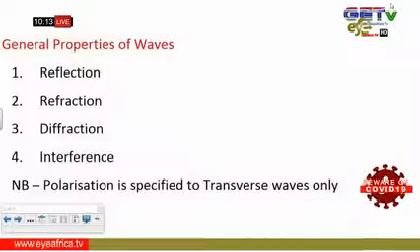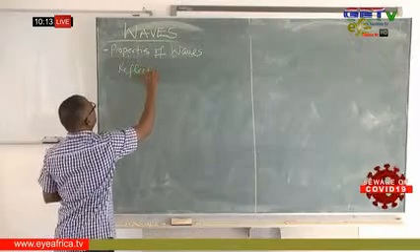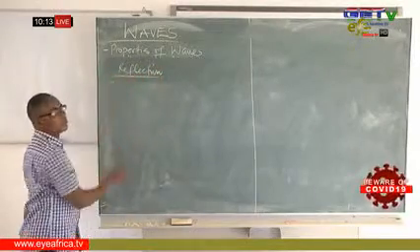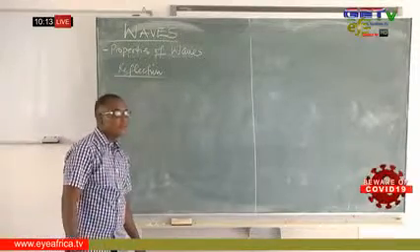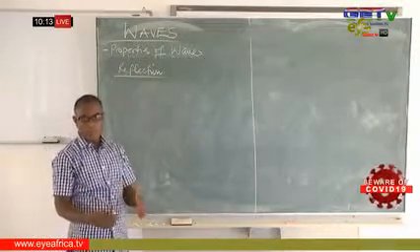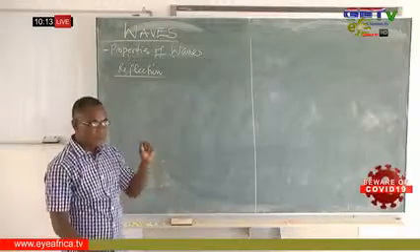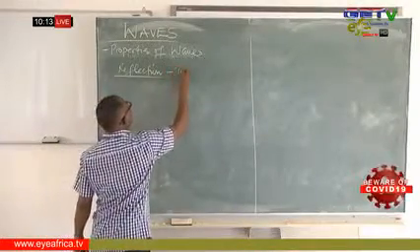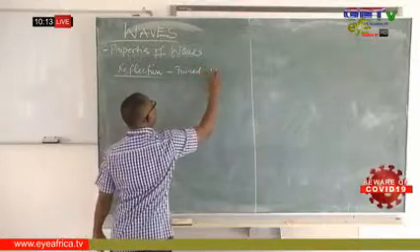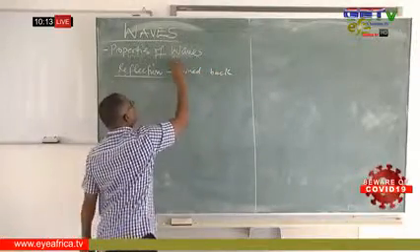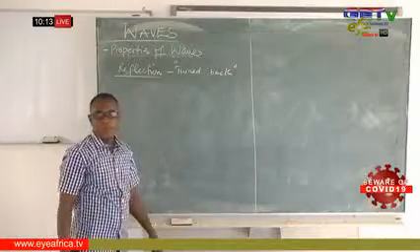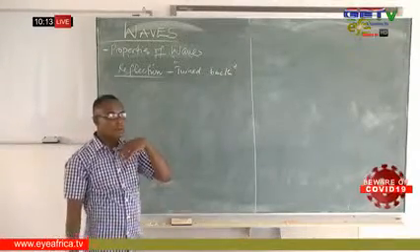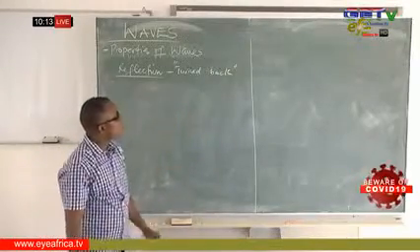Property number one, general property number one, is reflection. That is the ability of the wave to turn back when it is incident on a barrier. Remember that? Actually, the short code of it is turn back. To reflect is to turn back. If the wave is capable of turning back when incident on a barrier, then we talk about reflection.